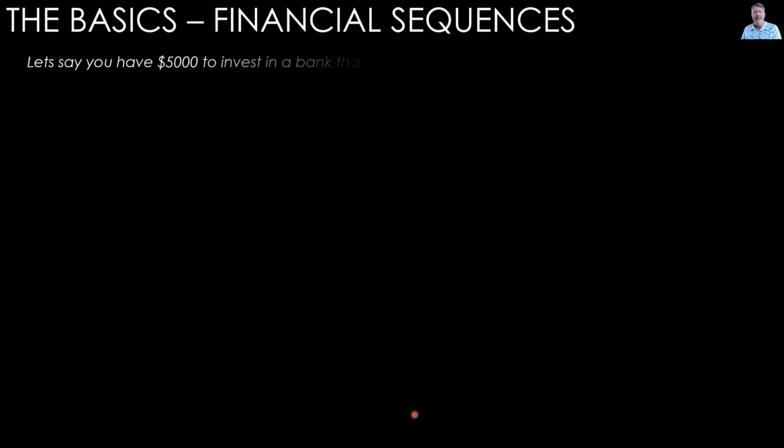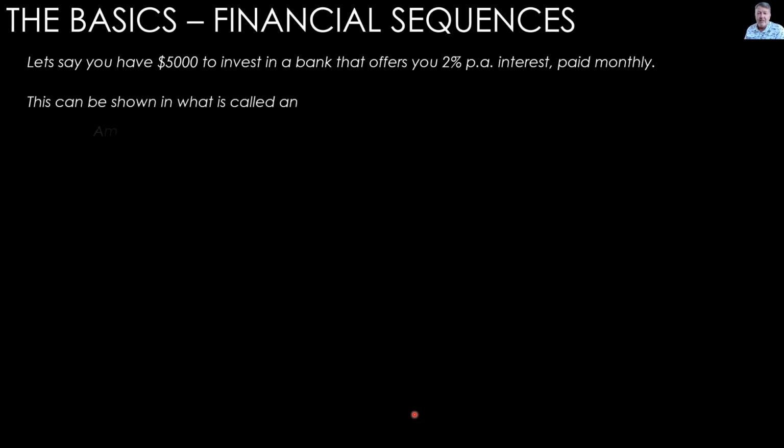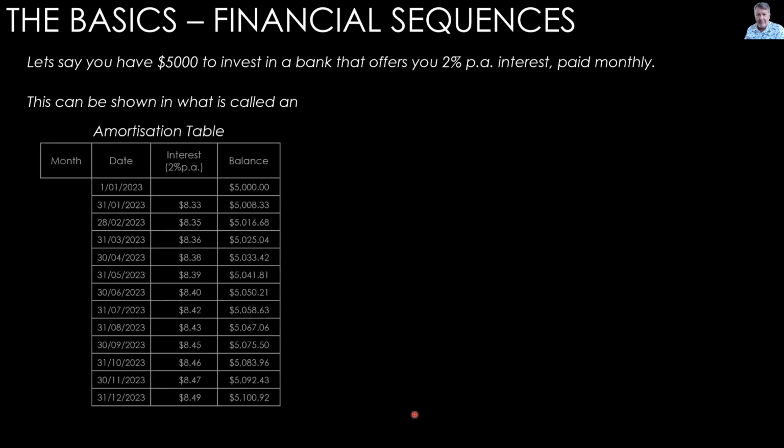Now let's say you have $5,000 to invest in a bank that offers you 2% per annum interest paid monthly. What the bank does at the end, it's online now, but what they used to do is send you a monthly statement. Now that statement has a name. It's called an amortisation table.